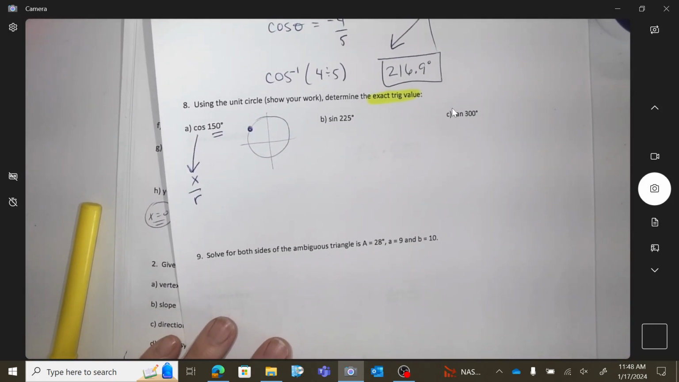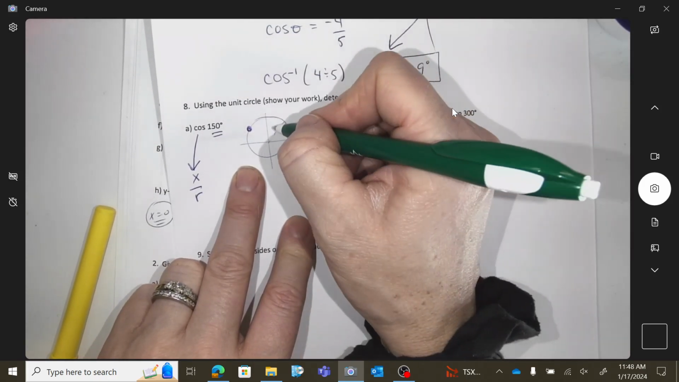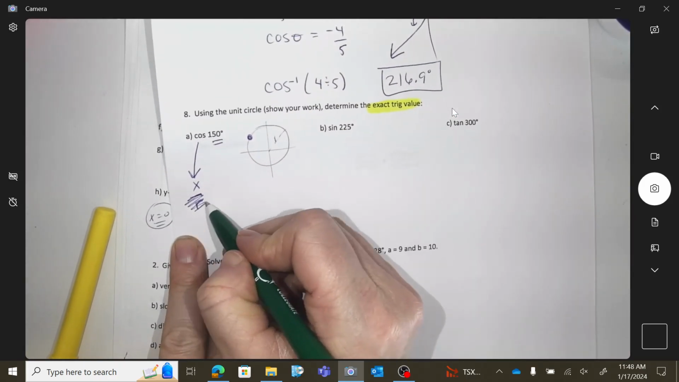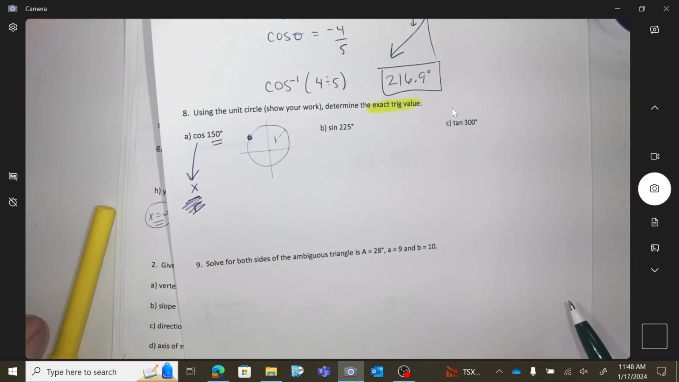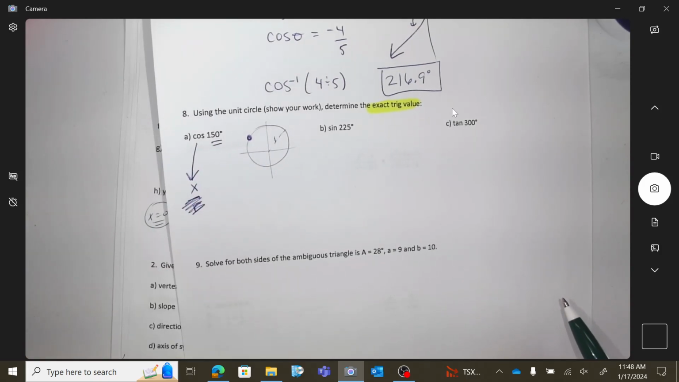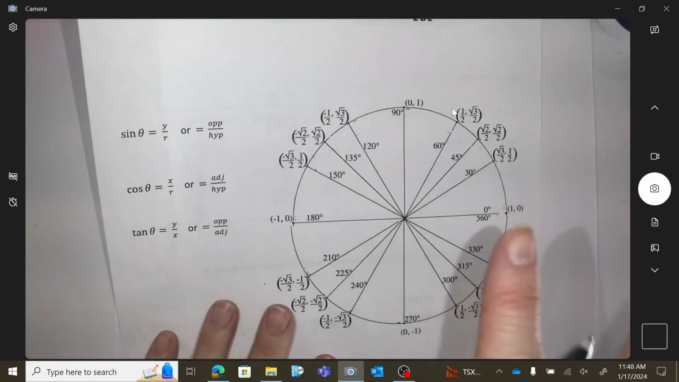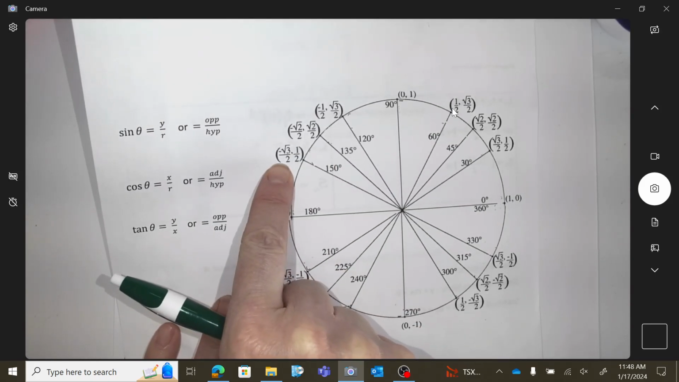What is the radius on a unit circle? What is the radius of this circle? 1. Forget it then. I'm not going to divide by 1. Don't need to. So I need to find the x value. So what is my answer? 150. What's the x value? Boom. That.